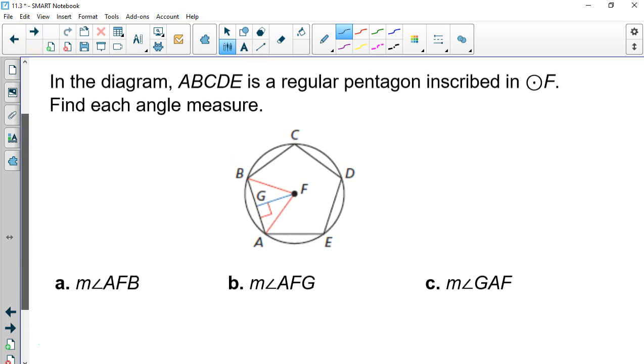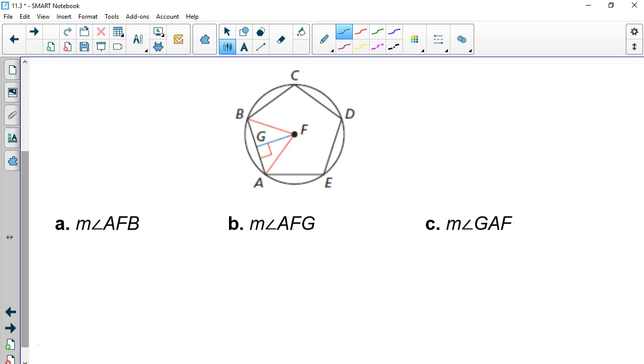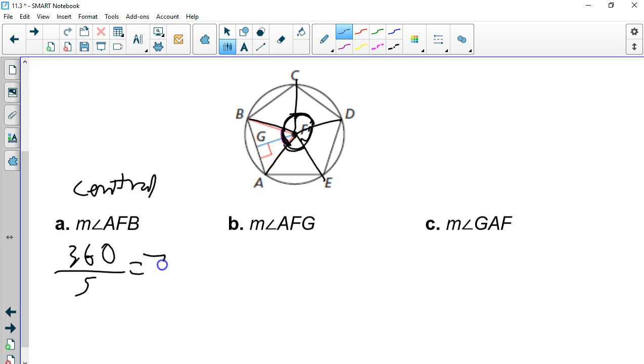Okay, now, a little bit more involved here. We have ABCDE, a pentagon inscribed in circle F. Find each angle measure. Okay, AFB. Okay, so that's this angle right here. AFB. Now, that is, if you think about it, a central angle. And that's key. Okay? That's a central angle. Now, what we have here is a circle with 1, 2, 3, 4, 5 central angles. Basically a circle. So we're dividing that 360 degrees of the circle 5 ways. And that gives us 72 degrees. So AFB is 72 degrees.